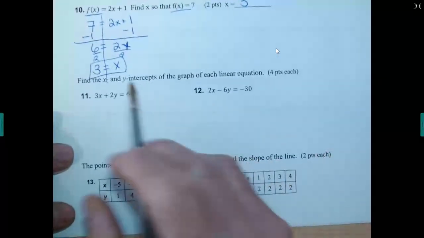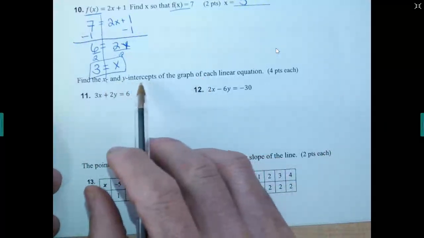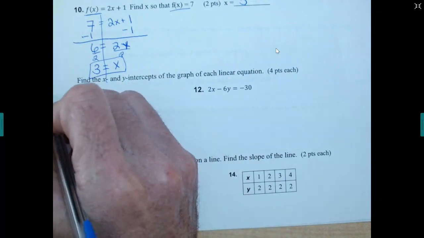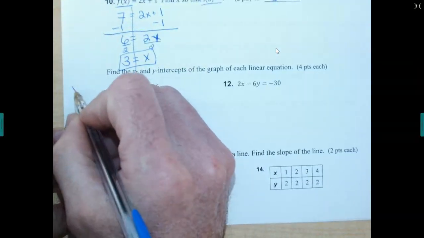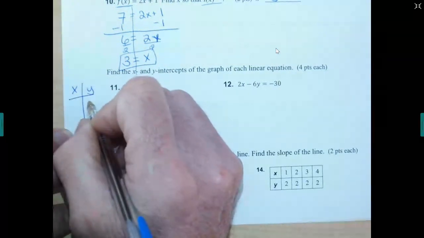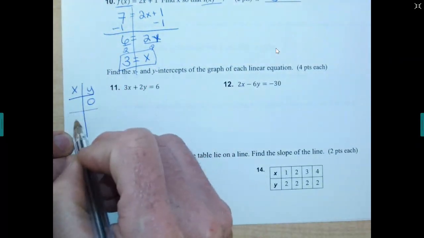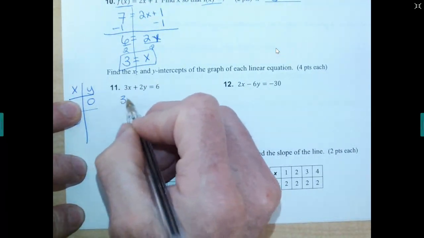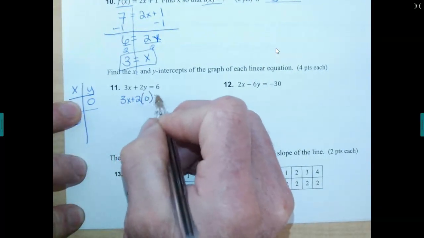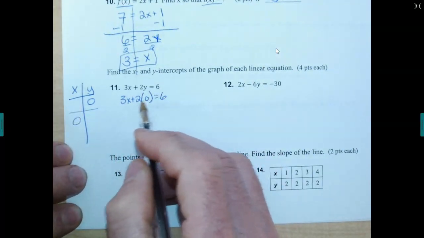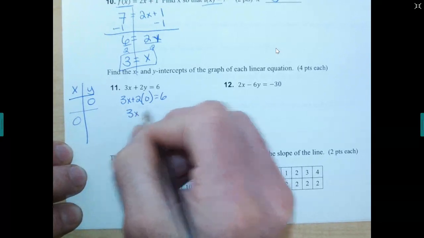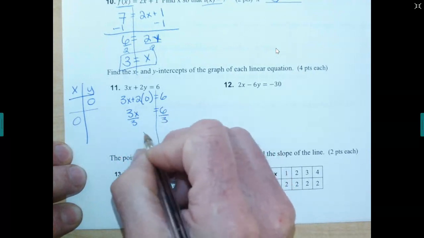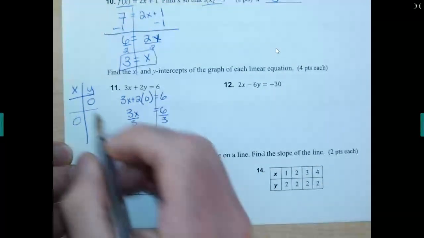All right. Find the x and y intercepts of the graph of each linear equation. So don't forget to find the x and y intercepts. What I'm going to want to do is turn y into 0 and then x into 0. So let's start with y equals 0. So I have 3x plus 2 times 0 equals 6. So that equals 0. So I have 3x equals 6. X equals 2.